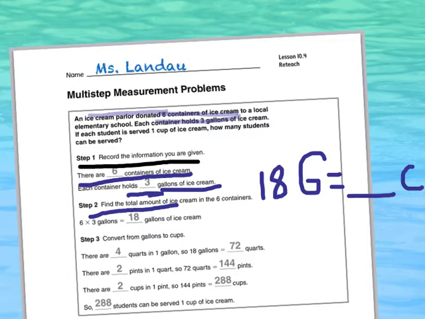So in all of those situations, they're multiplying because they're going from a bigger unit, gallons, to a smaller unit, cups. So they are multiplying each time. So they're multiplying 4 by the 18 to get 72. Then they're multiplying by 2 to get 144. Then they're multiplying by 2 because there's 2 cups in 1 pint to get 288. So 288 students can be served 1 cup of ice cream if there are 18 gallons altogether.